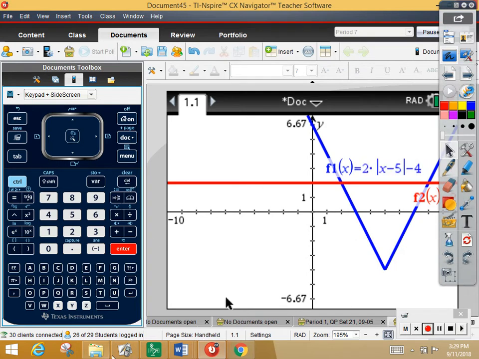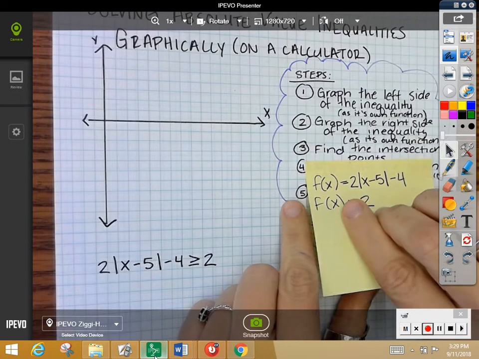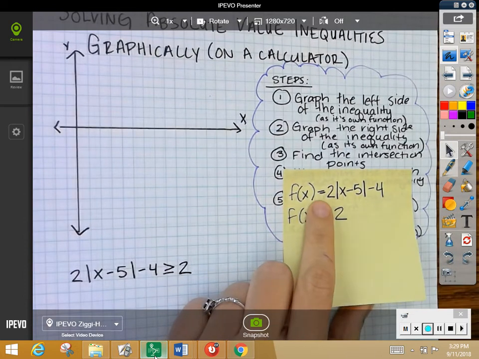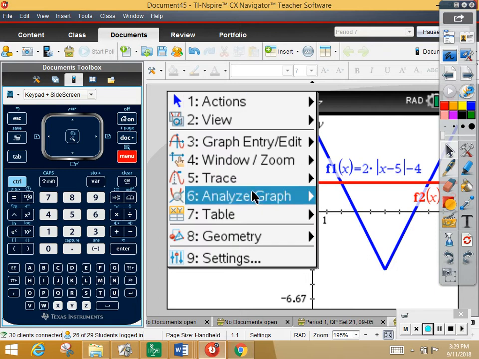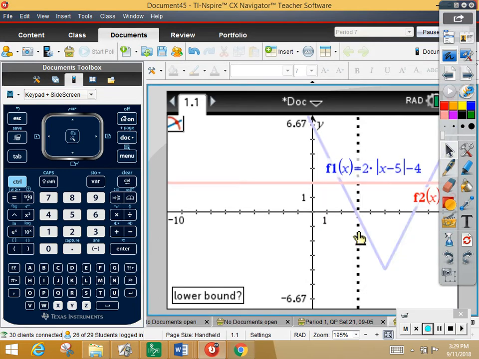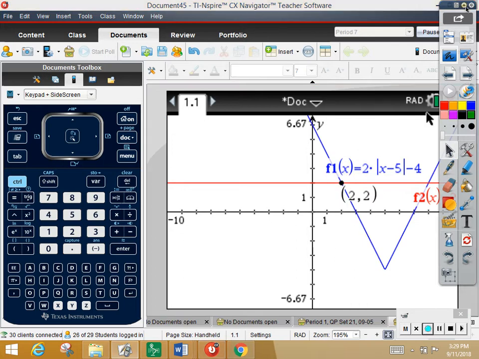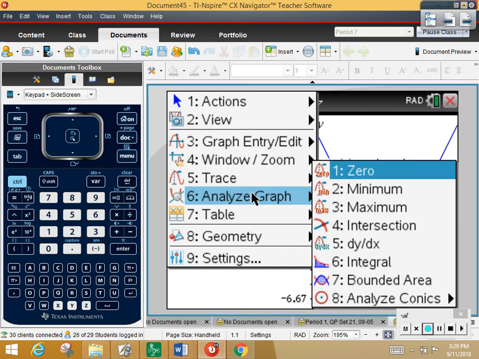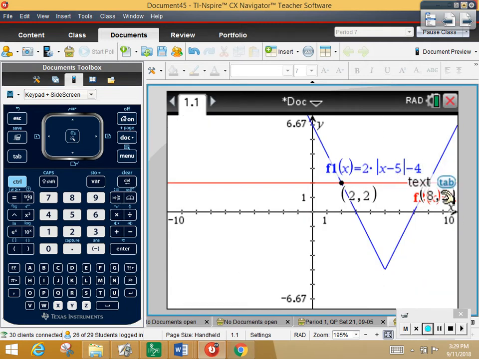So the next step that we're going to do to solve this absolute value inequality on our calculator is find the points of intersection. In order to do that, we go to Menu, Analyze Graph, Intersection, and you have to go to the left and right of each of our intersection points. So our first one is 2, 2, and then we do it again. So our second point of intersection is 8, 2.